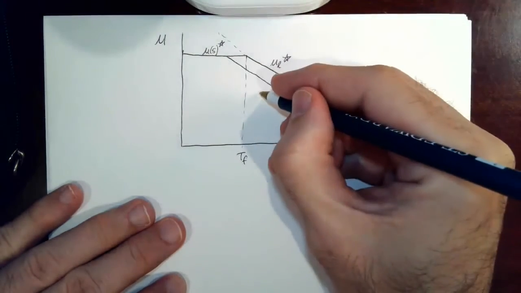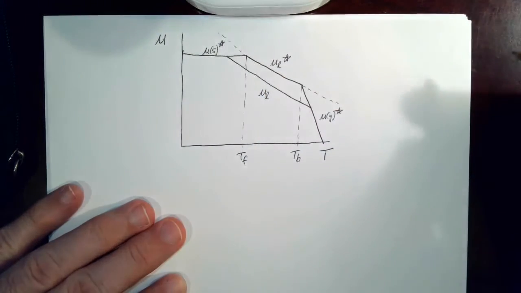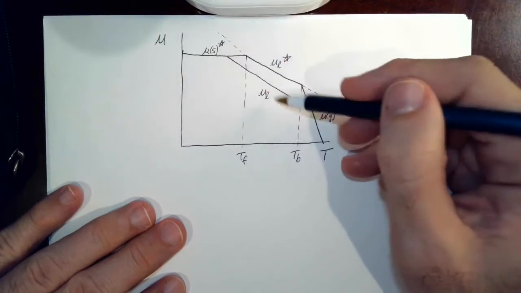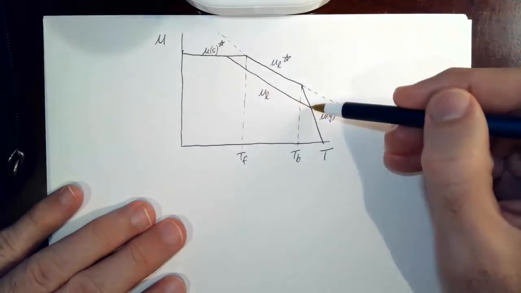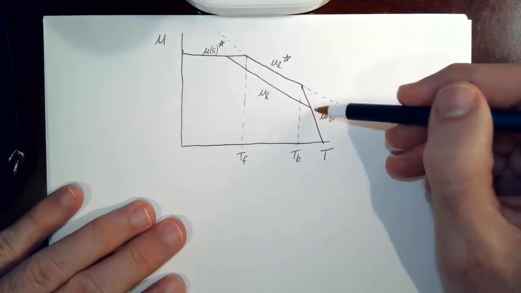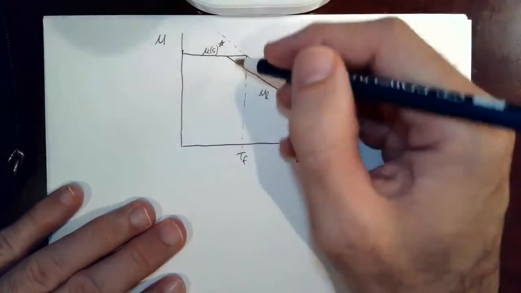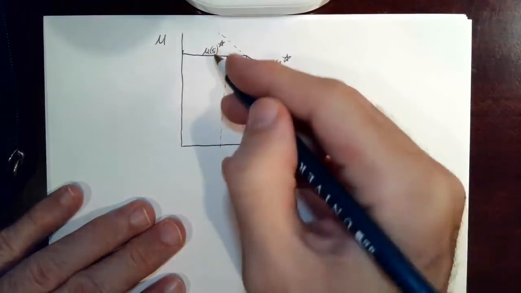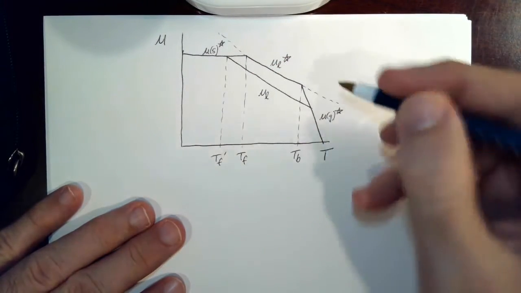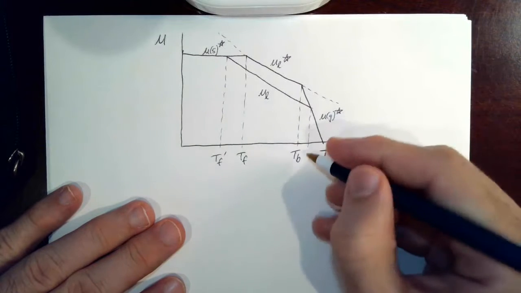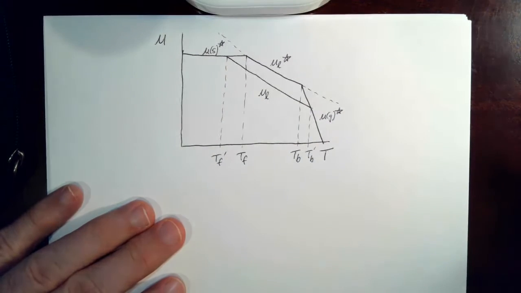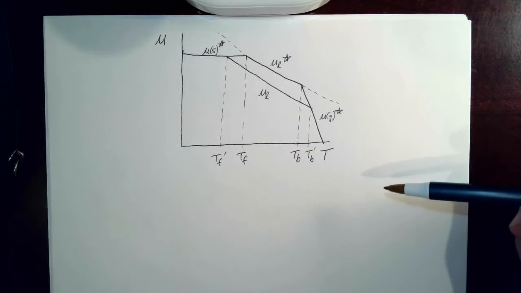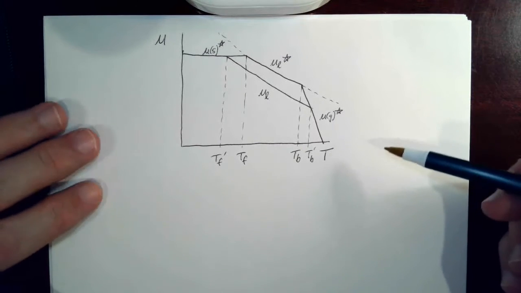When we add a solute to the liquid, mu L is here, and we see that it's going to intersect these other lines at different points. So here, this is the new freezing point, and here is the new boiling point. So in this one picture, we can make a lot of interesting observations.